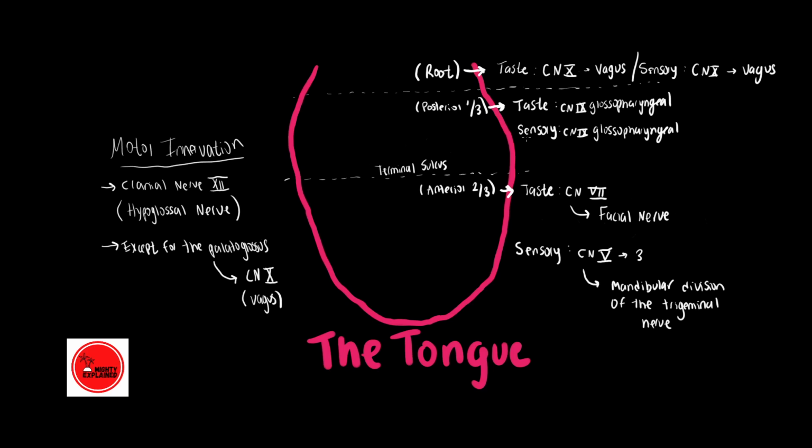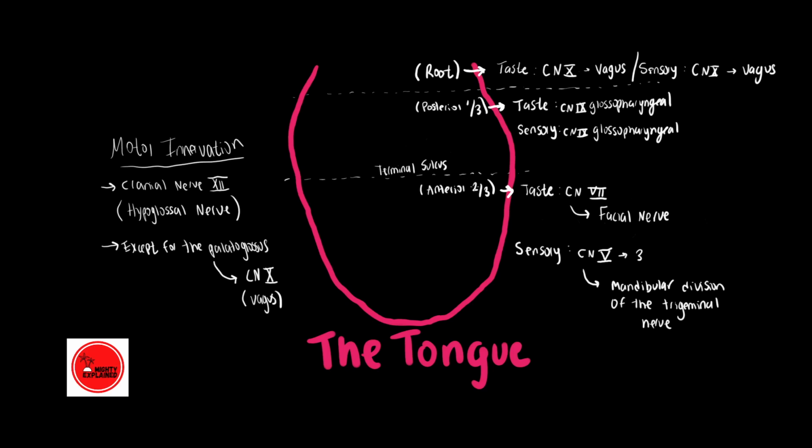So next, on the right side, we're going to get into taste and sensory information. So when I refer to sensory information, I'm referring to pain, temperature, touch, and pressure. So at the root of the tongue, taste and sensory information are both carried by the vagus nerve, cranial nerve 10, and the posterior 1/3, taste and sensory, are both carried by cranial nerve 9, the glossopharyngeal nerve.